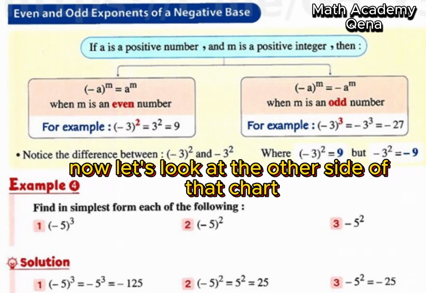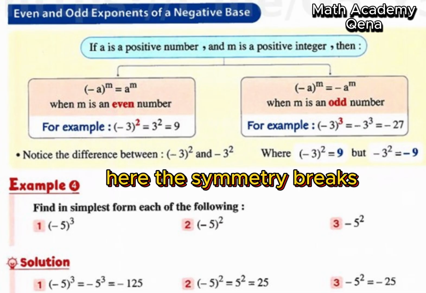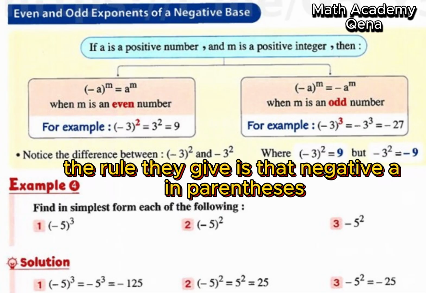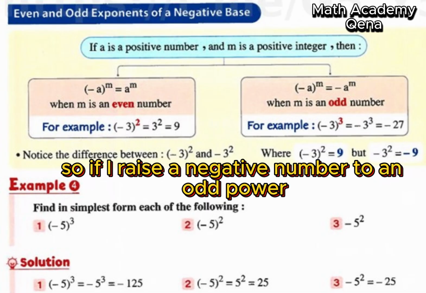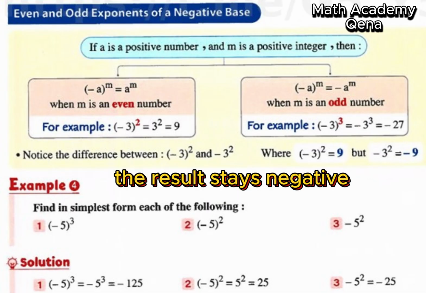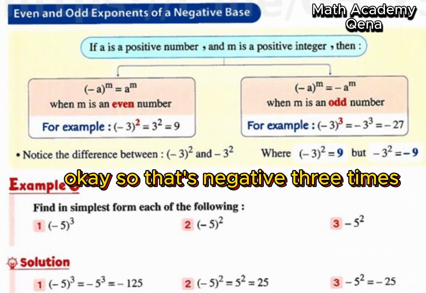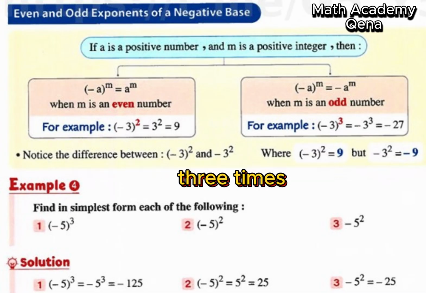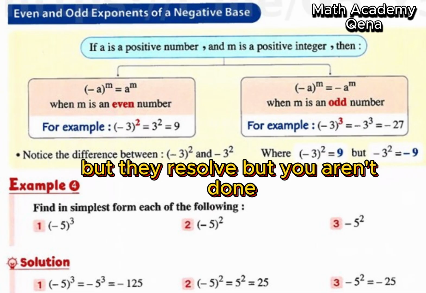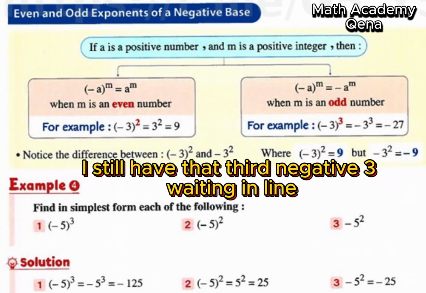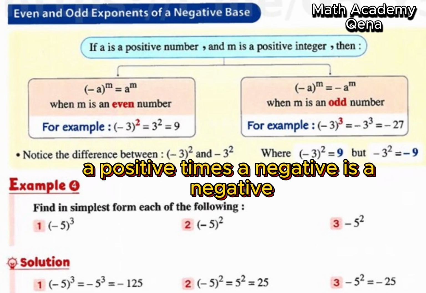Okay, fair enough. Now let's look at the other side of that chart, the odd exponents. 3, 5, 7. Here, the symmetry breaks. The rule they give is that negative A, in parentheses, to the power of m equals negative A to the m. So if I raise a negative number to an odd power, the result stays negative. Walk through the example they give. -3 in parentheses cubed. Okay, so that's -3 times -3 times -3. Right. Three times. So the first two do what we just talked about. -3 times -3 is +9. But you aren't done. Nope. I still have that third -3 waiting in line. So now I have +9 times -3. A positive times a negative is a negative.